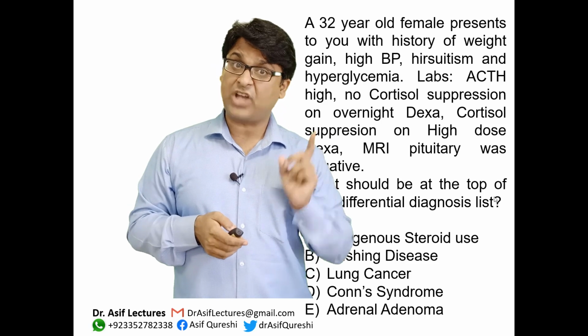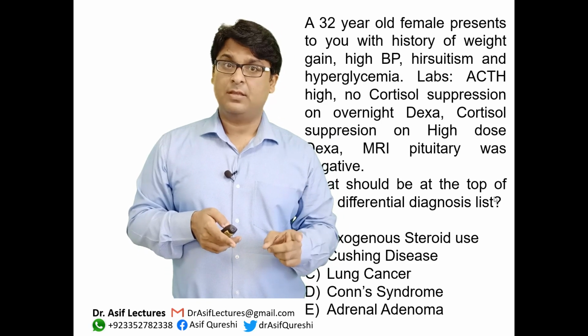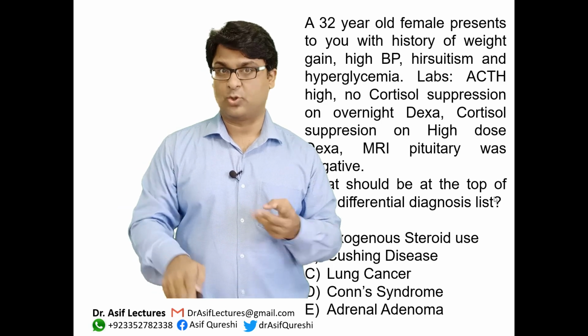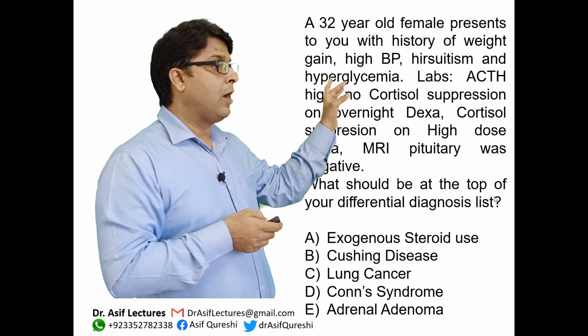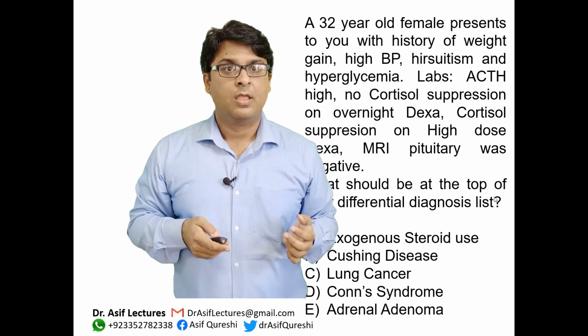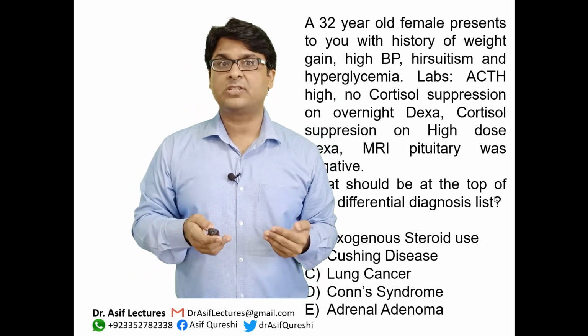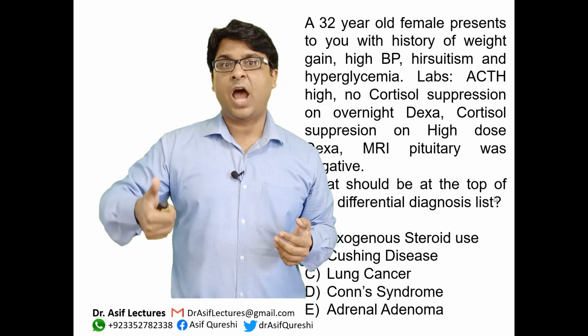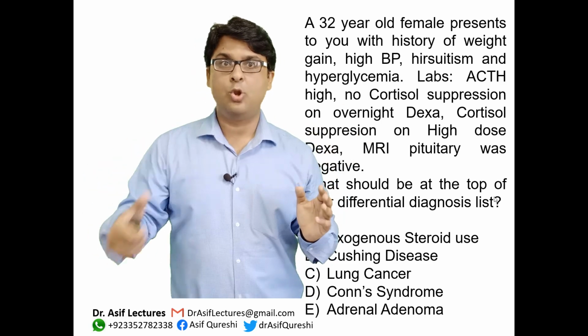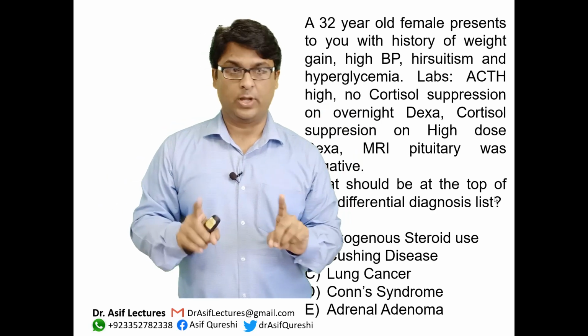So since ACTH is high, it tells me that the problem is not in the adrenals and the problem is not exogenous steroids. Okay, let's go forward. Now, no cortisol suppression on overnight DEXA, and this will happen because if you try to suppress it, it will not get suppressed because it's high ACTH. The high ACTH will keep on pushing cortisol. So low dose dexamethasone suppression will not work, okay?